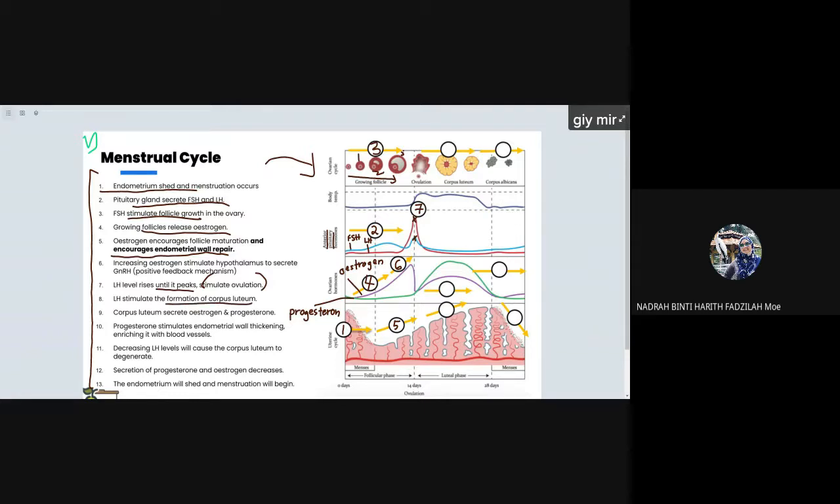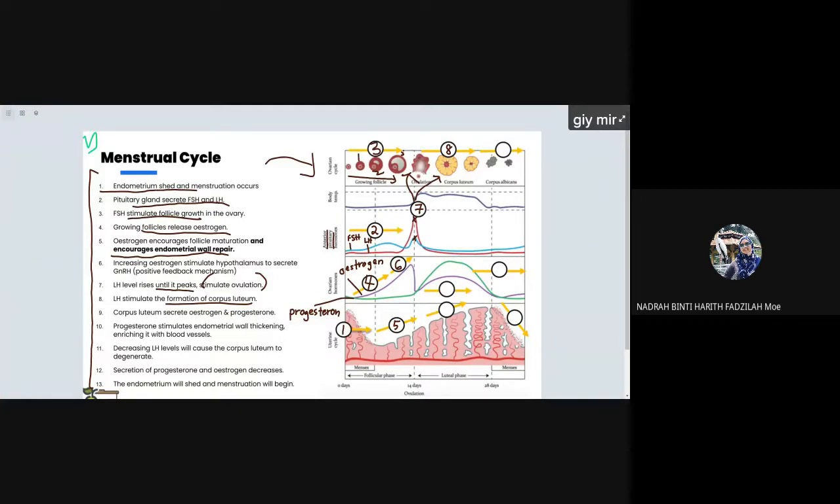So ovulation dekat sini, okay, ovulation directly atas circle nombor 7 tu dia tunjuk ovulation berlaku, and then corpus luteum is number 8 tadi, is over here. Okay, so LH yang puncak tadi pada kepekatan tertinggi tadi menyebabkan dua perkara lah, iaitu ovulation and also corpus luteum.